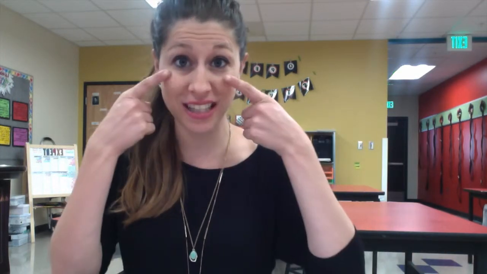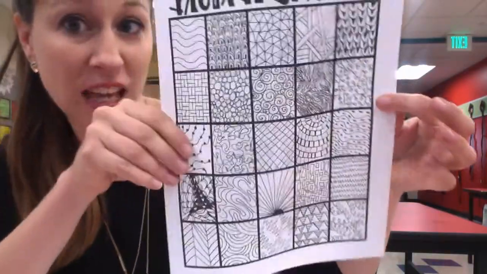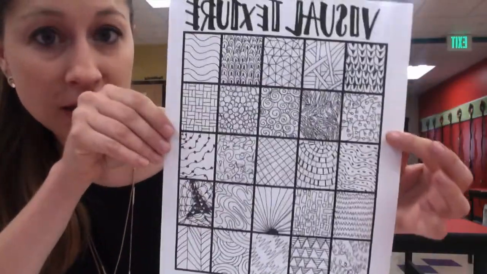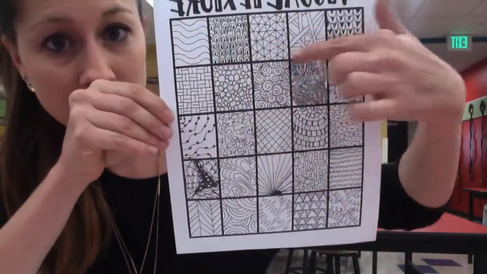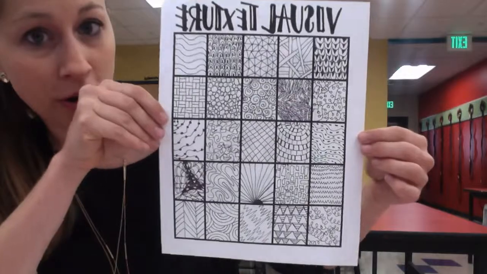Alright, now boys and girls, we're going to add visual texture. Remember, visual texture is the kind of texture that you can see with your eyes, but you can't feel with your hands. Artists like to play tricks in their work to make you think it might have a feeling. Now this picture of all these different textures is going to be your inspiration to create your work of art.